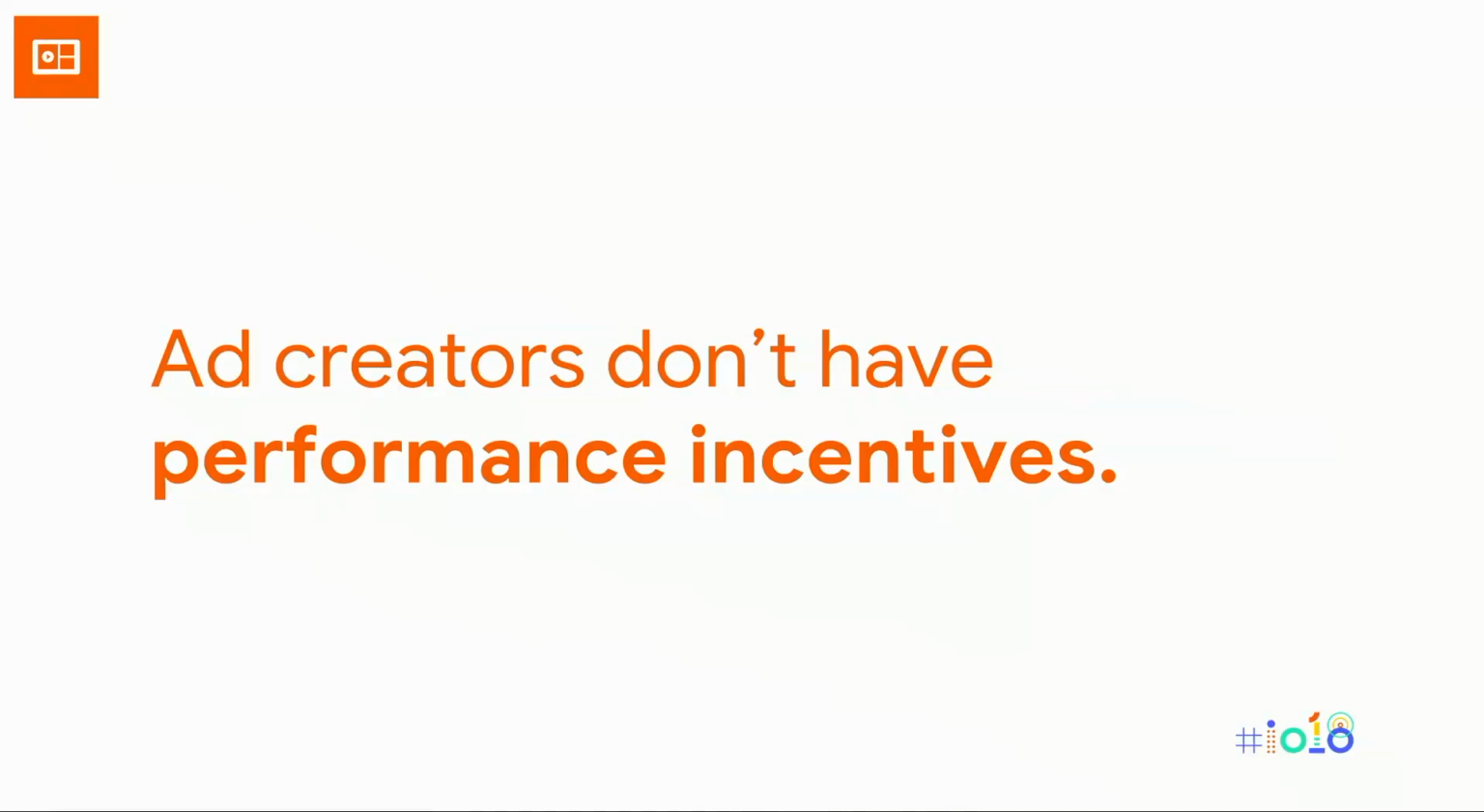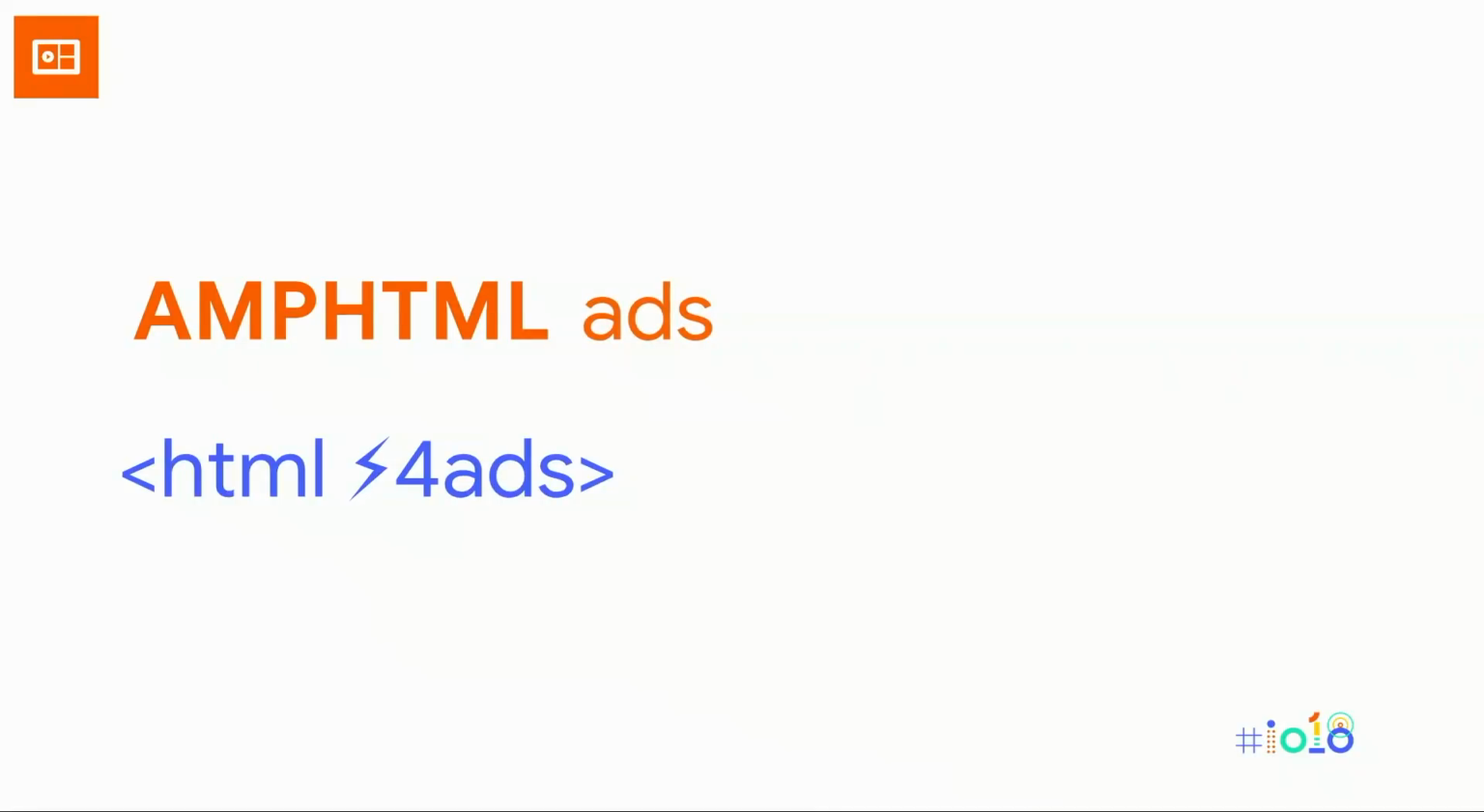But here's the problem. With ads, when it comes to performance, there's an issue of misaligned incentives. If the ad creator is not careful, they can impact the performance of the page. Therefore, bad behavior of an ad doesn't necessarily just impact the creator. It ends up impacting the host, and therefore, most likely, ends up resulting in a bad user experience. So we wanted to fix that. So we created AMP HTML ads.